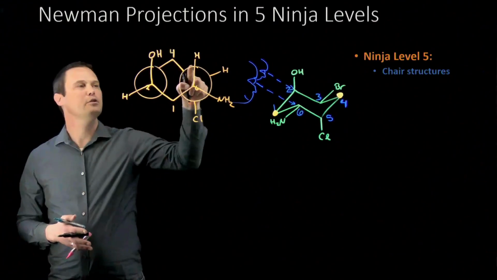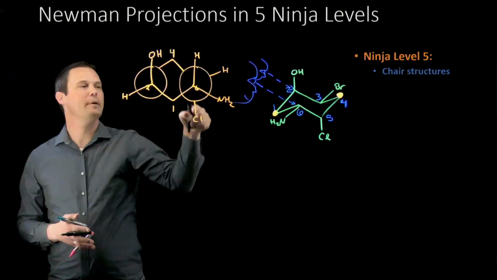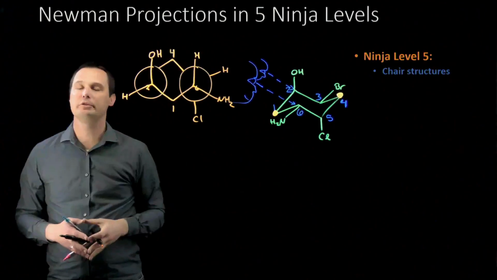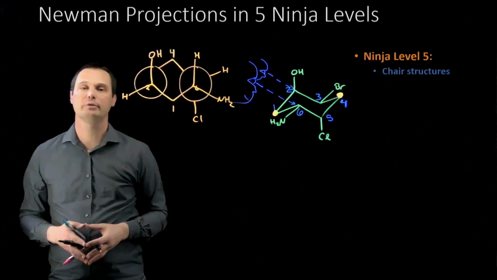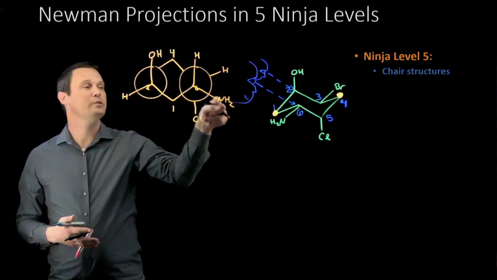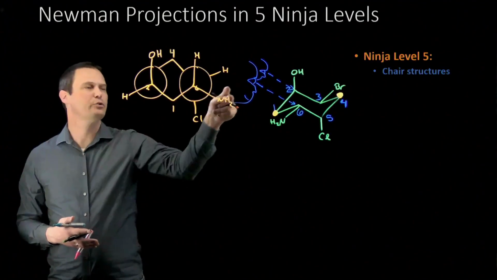Notice that when we complete the Newman projection, we have the same 120-degree bond angles for all of our groups around the Newman projection, just like we would expect from a regular Newman projection. You can't have any weird bond angles. You can't put this nitrogen down to the right and this hydrogen straight out to the right or anything like that.